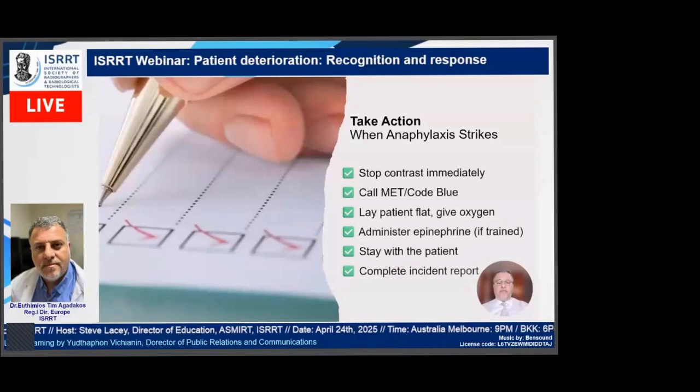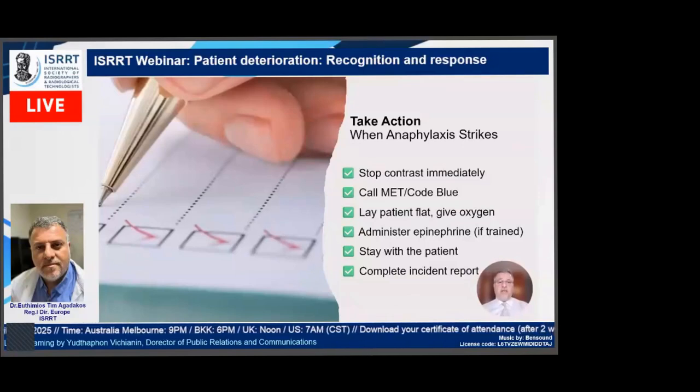So what happens when anaphylaxis strikes? You need to take action. So here are the practical checklists. Commit this to memory or keep it in your department. Stick it up on a wall somewhere. Have it in a place where you can see it at all times. And this is what the action looks like.